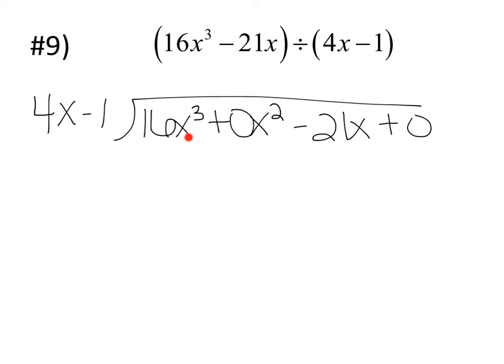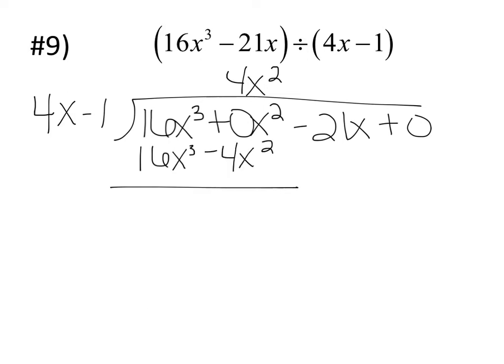So 4x times what gives me 16x cubed? That would be 4x squared. 4x squared times 4x is 16x cubed. 4x squared times negative 1 is negative 4x squared. Change your signs. Your first terms should cancel to 0. They do. 0x squared plus 4x squared is 4x squared. Bring down your minus 21x and start the whole process again. 4x times what gives me 4x squared?